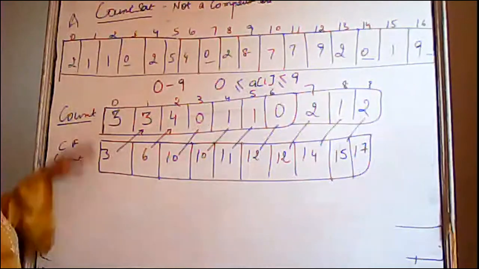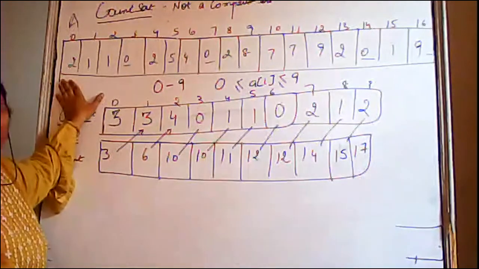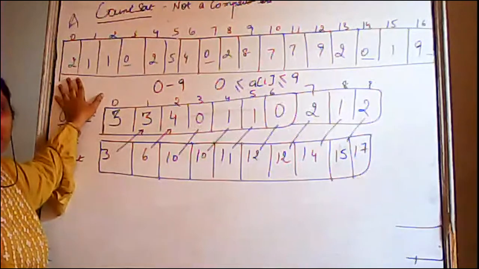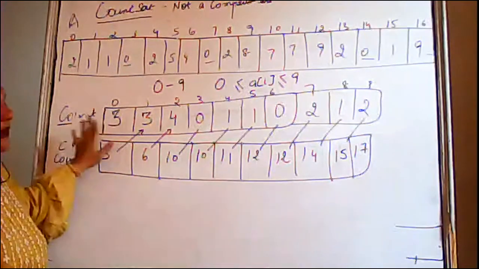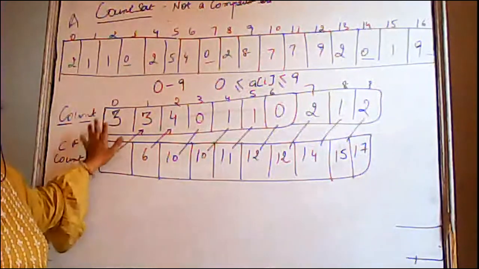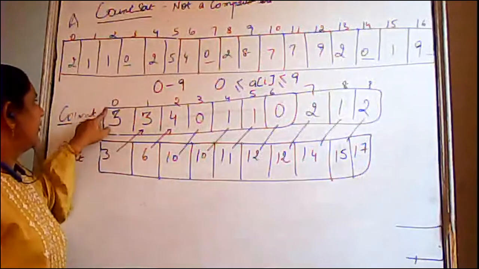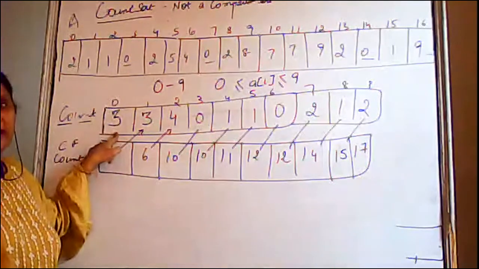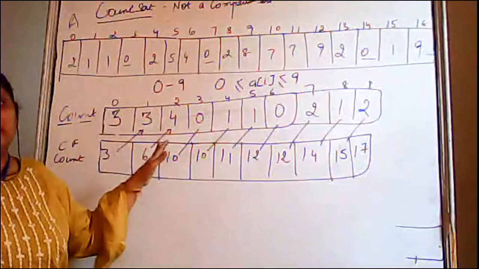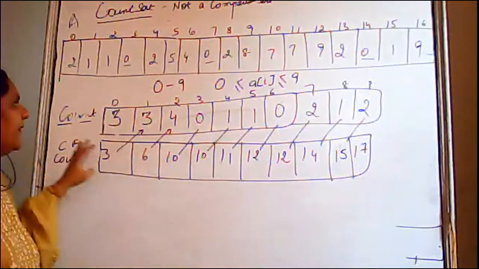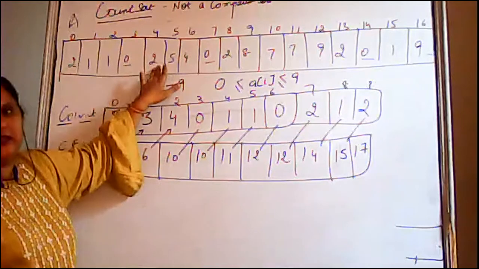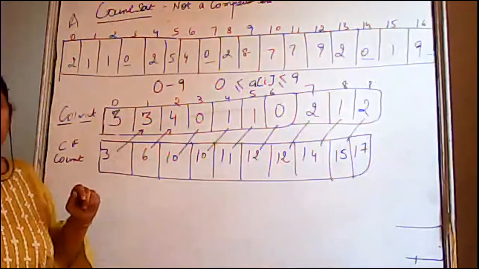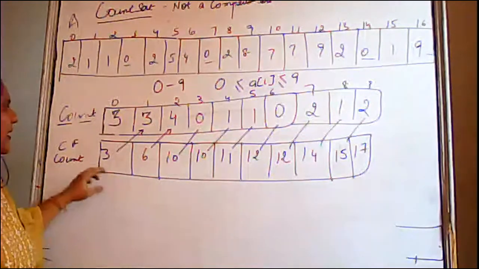So in the first step, you will find the minimum and maximum number out of the given array. In the second step, you will count the individual occurrences of the given numbers. For example, 0 is occurring thrice in the given array, 1 is occurring thrice in the given array. In this way, you will find the occurrences of each individual index in the array. Fine. Then you will find the cumulative frequency count.